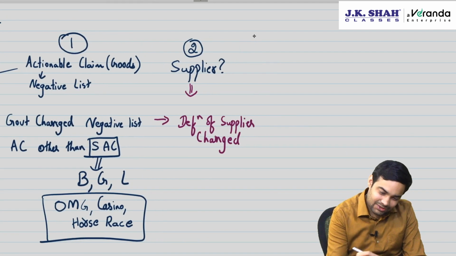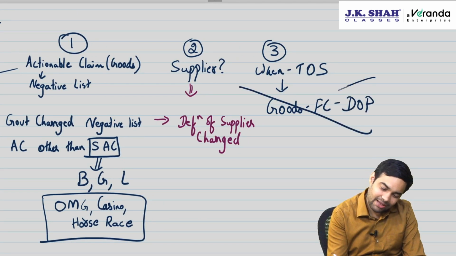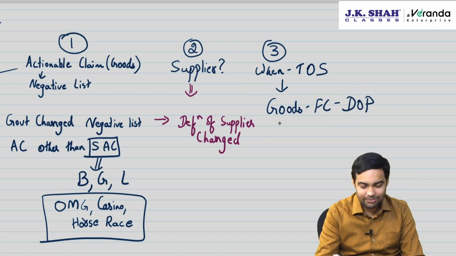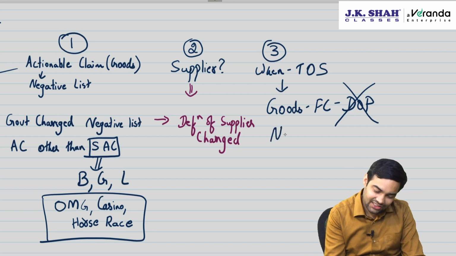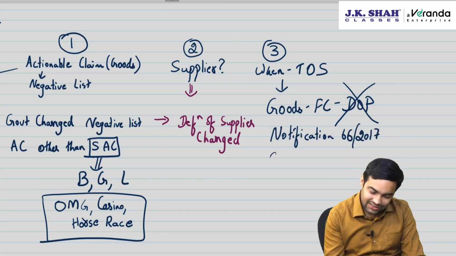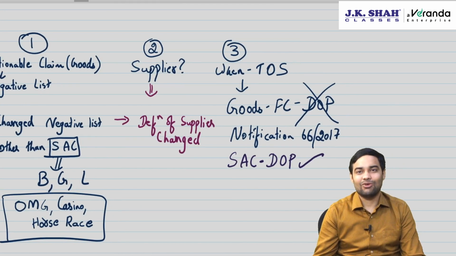Then comes when to pay tax, and that is decided by time of supply. Now time of supply clearly says for goods forward charge, date of payment is not applicable. Correct? That's what is mentioned, that date of payment is not applicable for goods forward charge. They changed notification number 66/2017 to specify that for specified actionable claim, date of payment will be considered as time of supply. So the day you receive the payment, that day will be considered for determining time of supply.